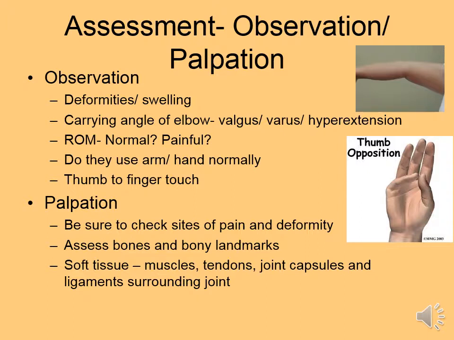For palpation, we want to be sure to check for sites of pain and deformity, starting with the bony landmarks that we talked about, like the epicondyles and the olecranon process and the heads of radius. And then going down into the wrist and trying to check over the area of the carpals and the metacarpals and the phalanges. And as far as soft tissue, we'll check the muscles, tendons, joint capsules, and ligaments surrounding the joint to try to see if we can figure out where they're hurting.